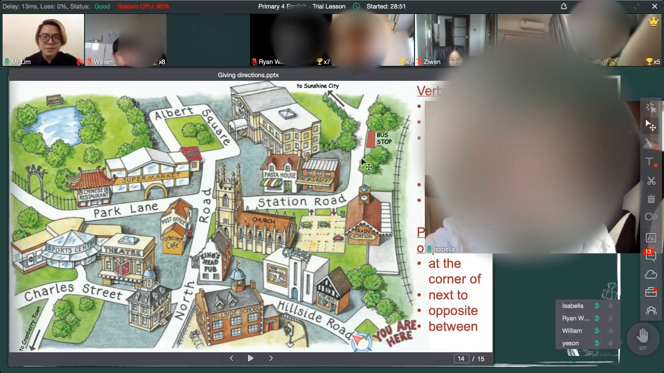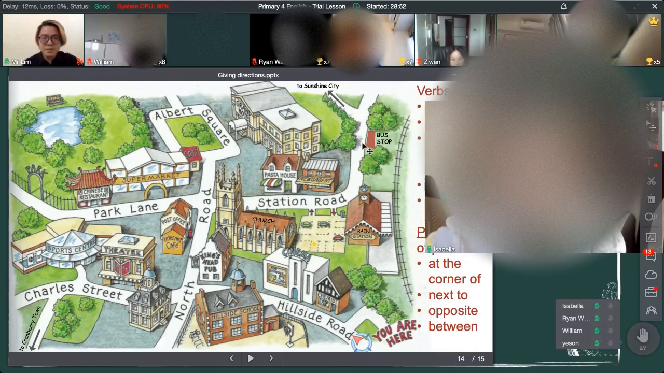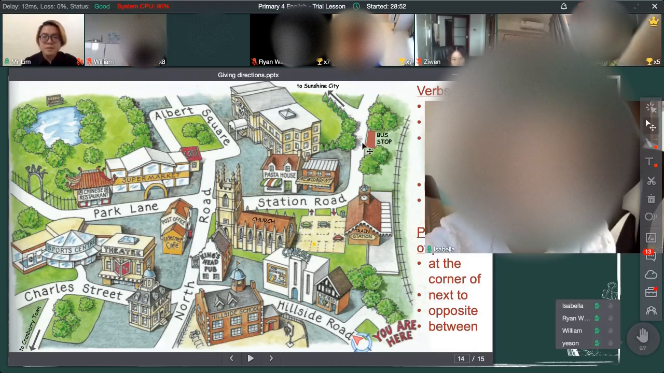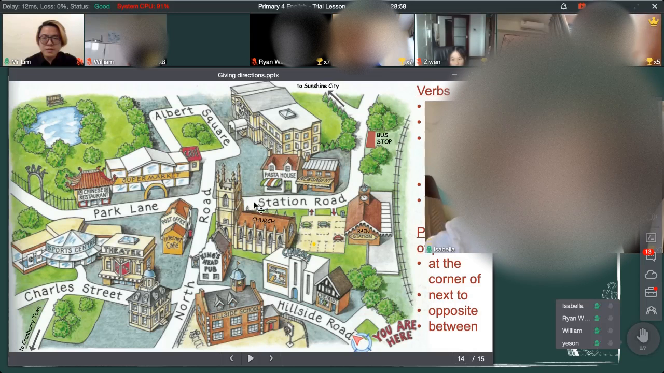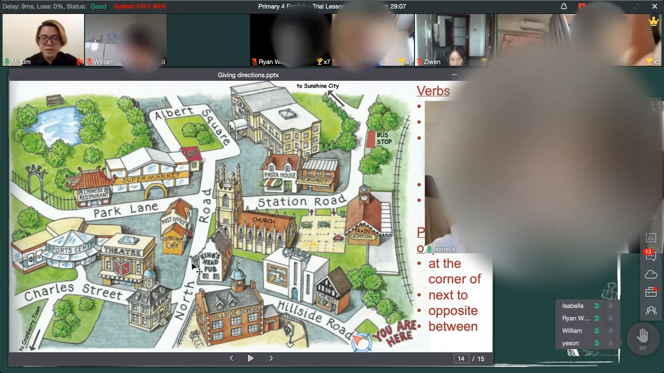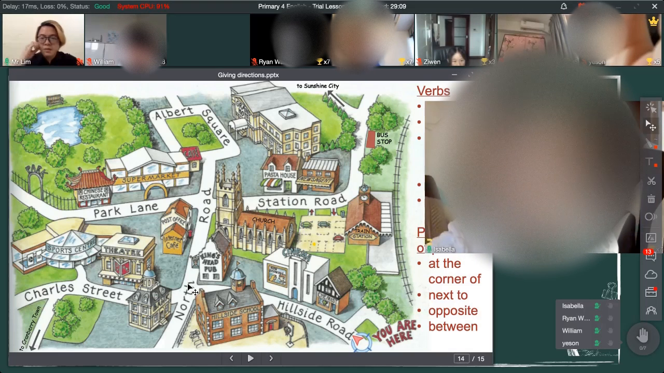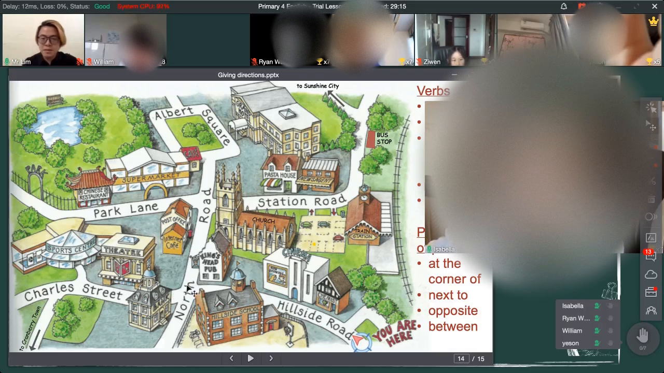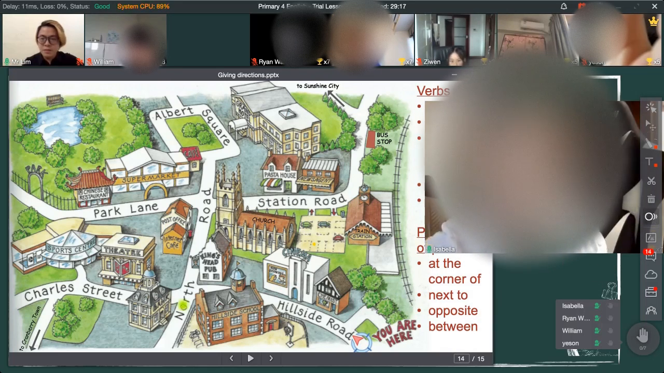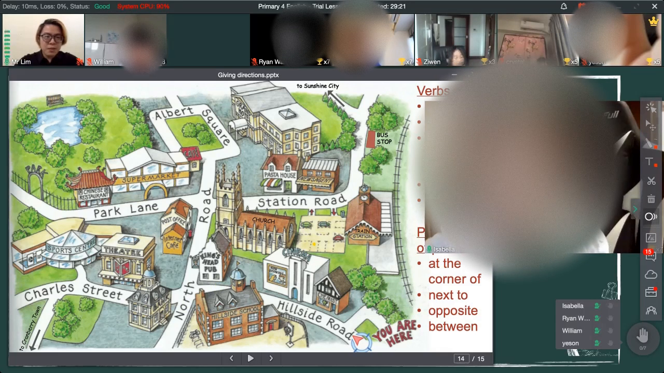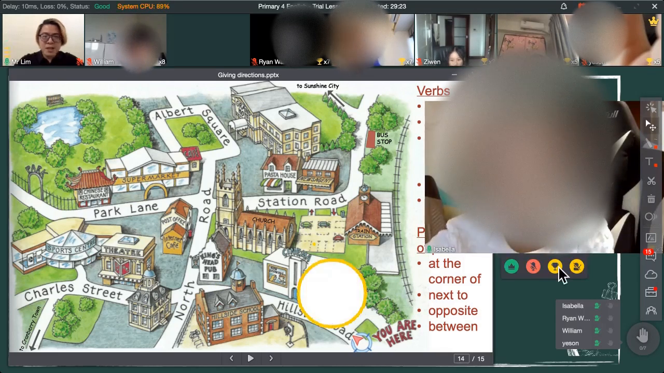Okay, our starting location is the bus stop. How can we get to the sports center from the bus stop? First go down, and then... Go down where? You have to tell us the direction. Go down to the station road until you see the train station, and then go straight, and then until you go to the road, you see the church. Go down until you see the King's Head pub, and you're in the north. Then go to the Charlie Street, and then go up. There is a sports center. Well done. Okay, you have improved from just now.